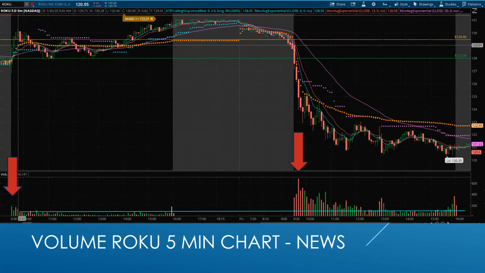Roku yesterday. Look at the 5-minute volume on this name. This name we're going to go over in more detail later, but look what happened. Look at the selling volume that came into this name compared to normal. I put a blue line in there. Look at the average volume on this thing, and it's pretty much above average all day long. So this name finally got dumped.